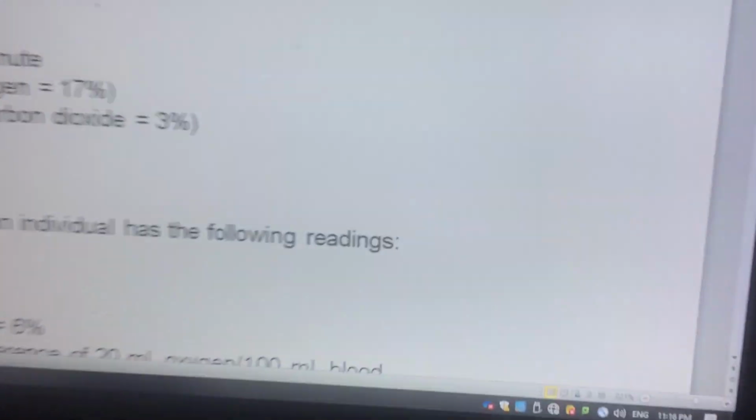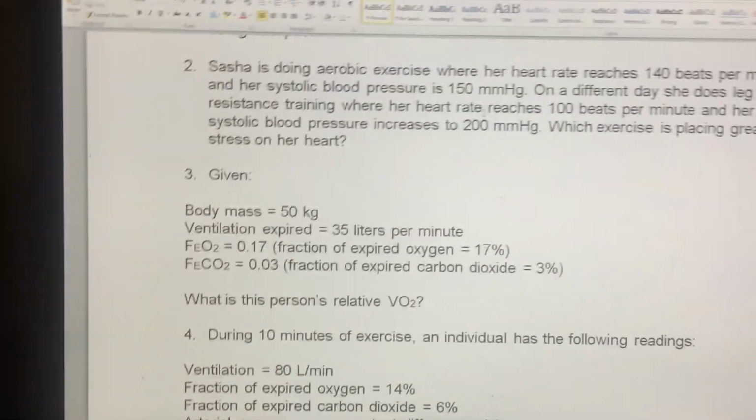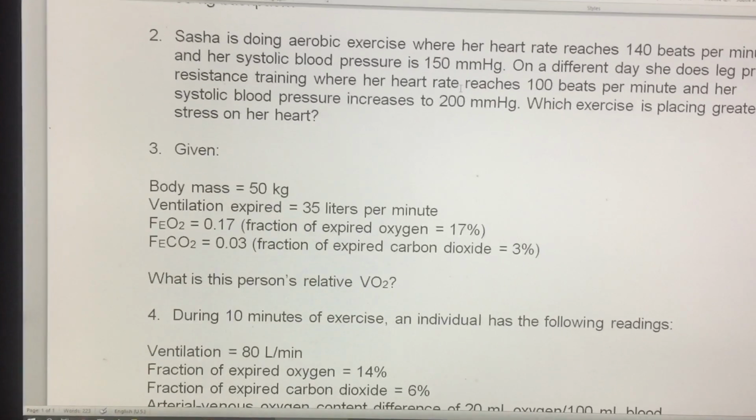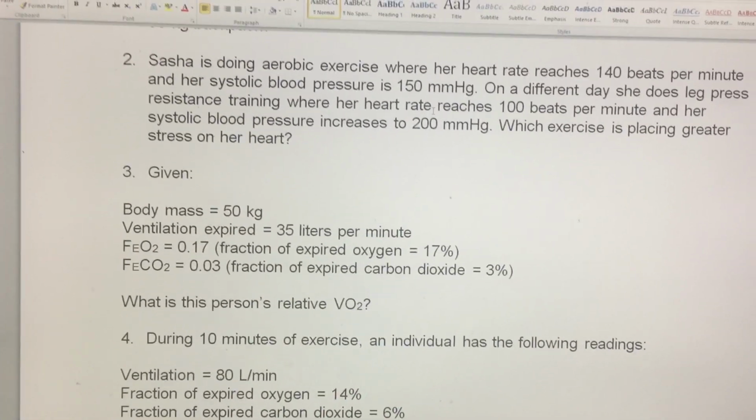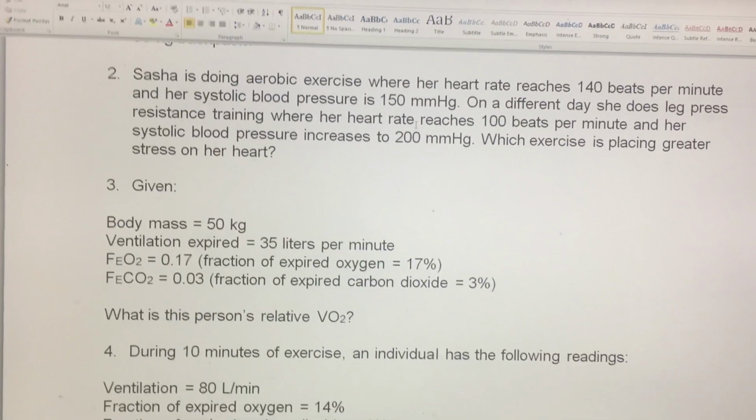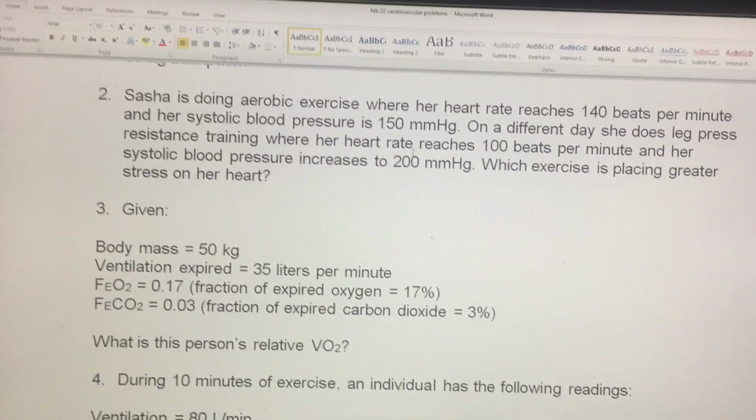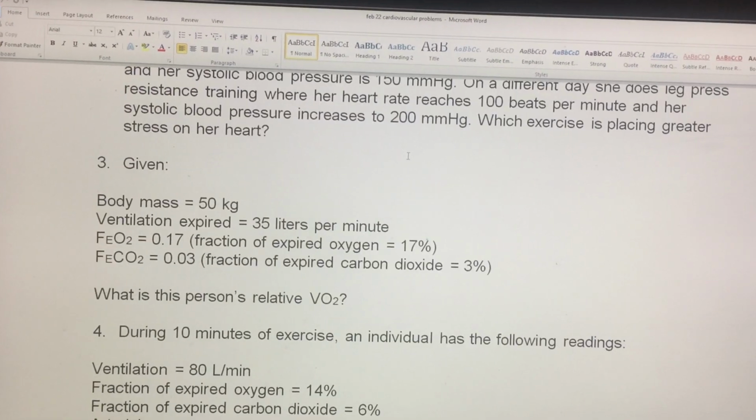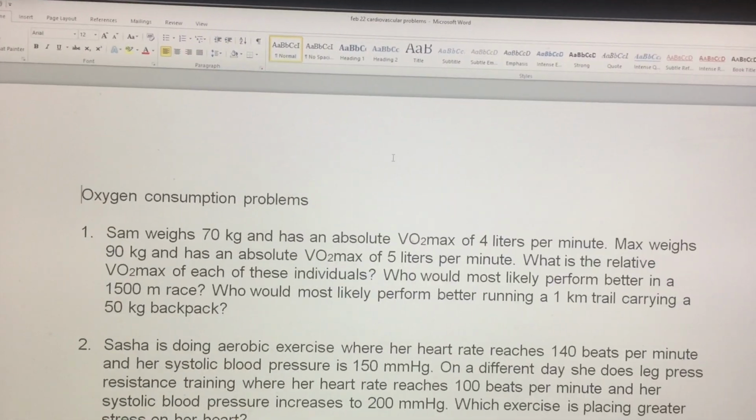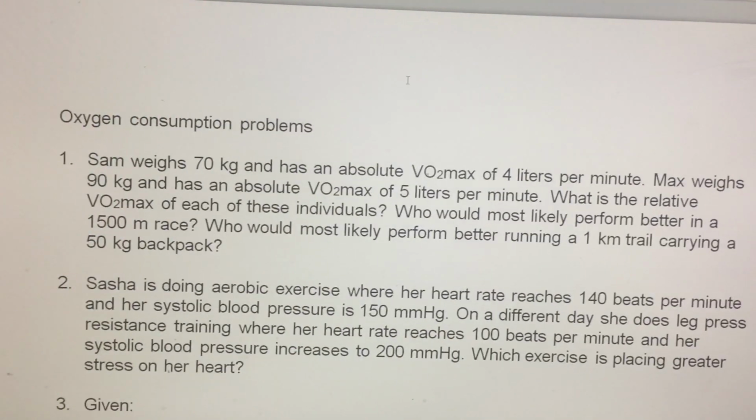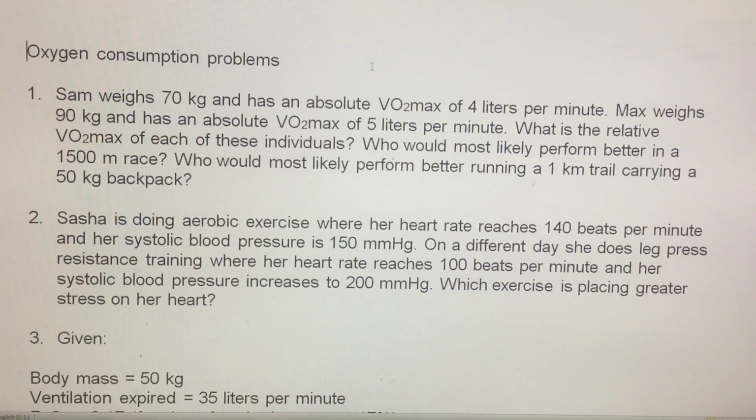Okay, welcome to your KIN 425 lecture for February 24th. First thing I'm going to do today is go over the answers to those questions that I gave you during the WebEx session that we had on Monday. So I had 3 questions remaining from this handout that I gave on oxygen consumption problems.